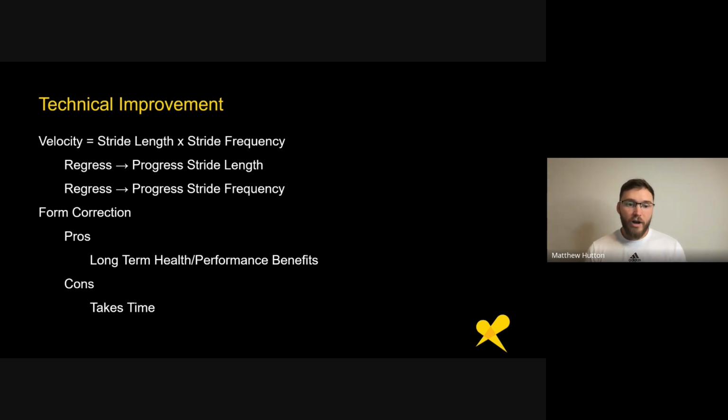For the form correction, there's all kinds of things. I mean, we could spend 6 years talking about form and optimal biomechanics for sprinting, but generally speaking, the pros of correcting form are going to be the long-term changes. These are health and performance benefits. You're going to make somebody have better biomechanics. That's going to optimize their force production, their ground contact time, things like that. And you're also going to mitigate the risk of injury.